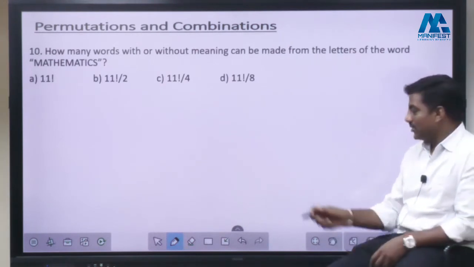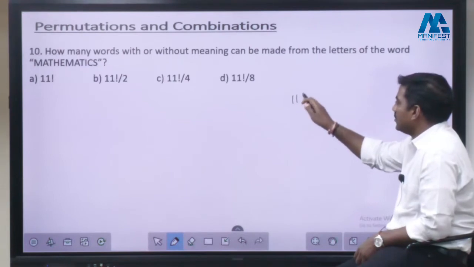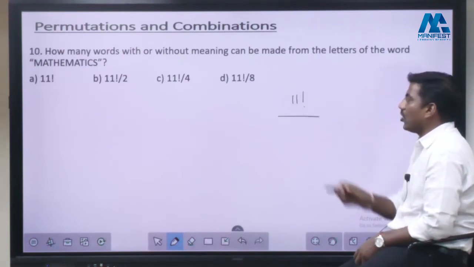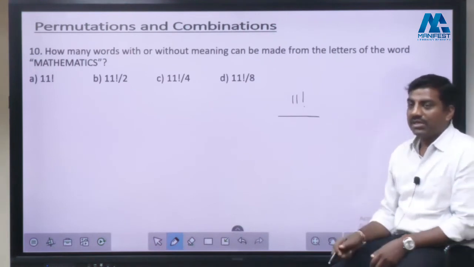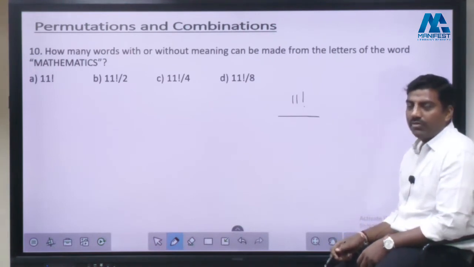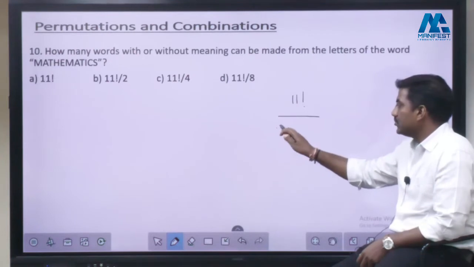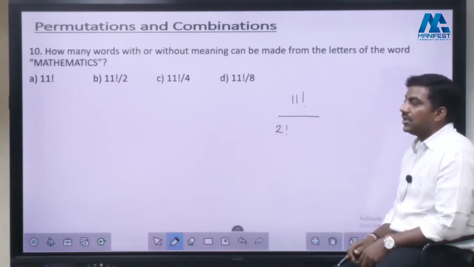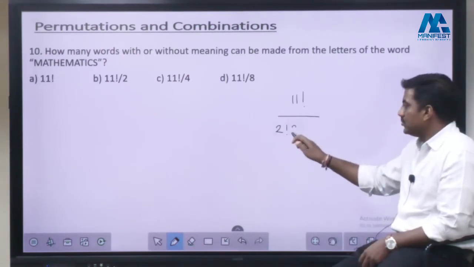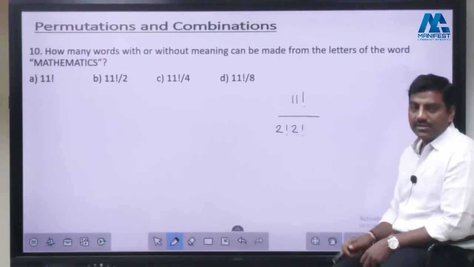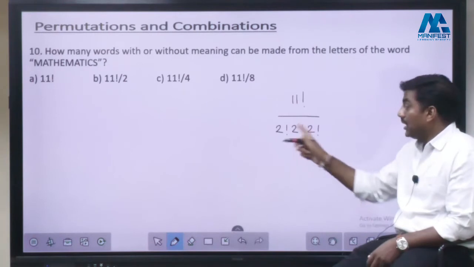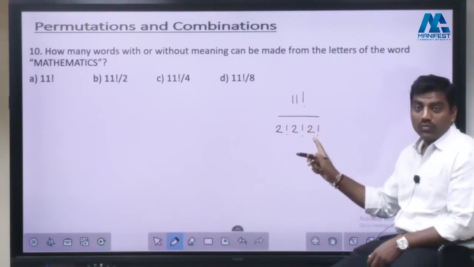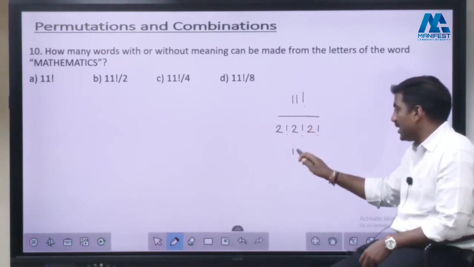It was 11 letters. So 11 factorial for all the letters. And how many repetitions are there? M is a repetition. A is a repetition. T is a repetition. Don't multiply 2 into 2 into 2 yet. 11 factorial, keep it like that.